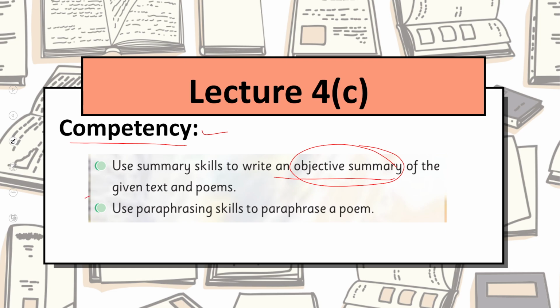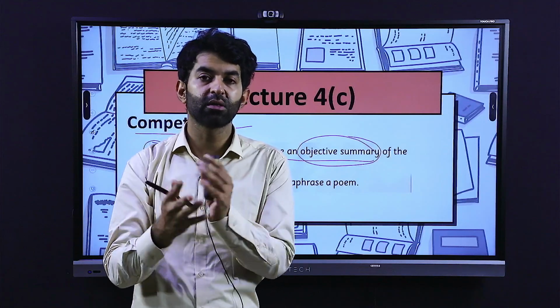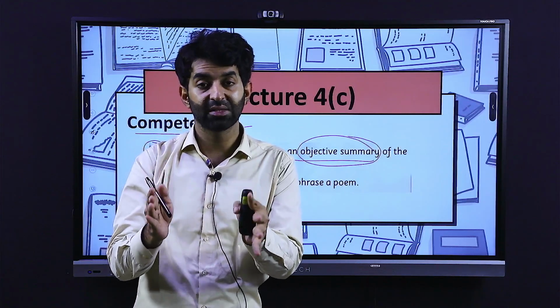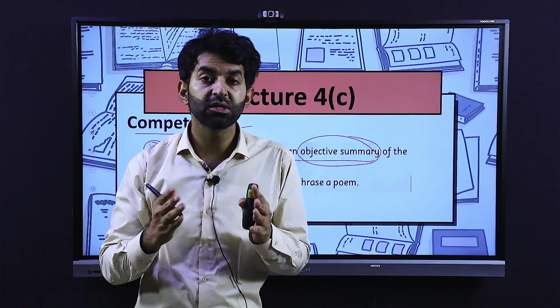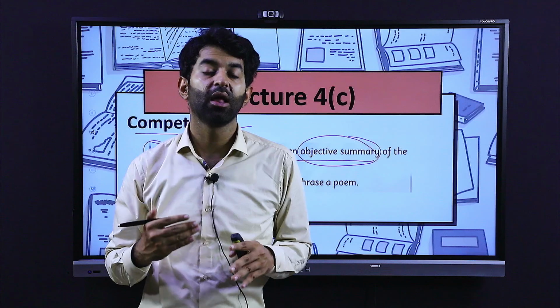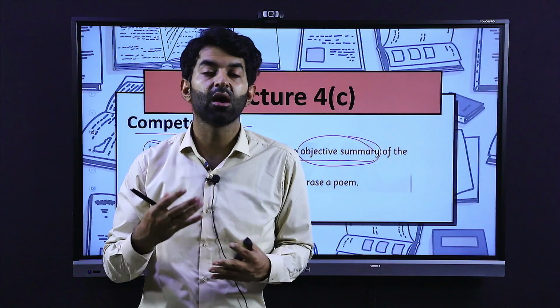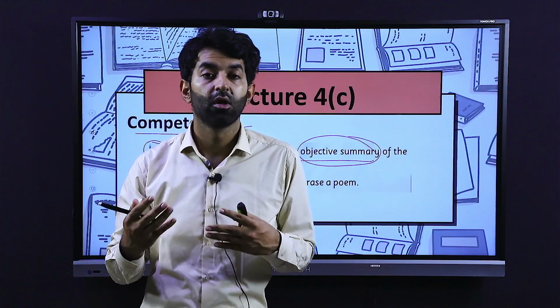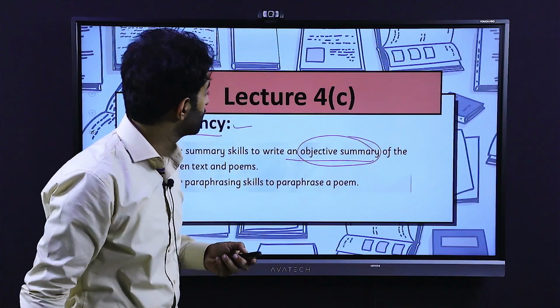The second learning outcome talks about using paraphrasing skills to paraphrase a poem. Yes, we paraphrase a poem, keeping the idea, the theme, and the essence intact, and then we paraphrase it in our own words. We will see how we can paraphrase difficult poems that are a little hard to understand, containing multiple paragraphs and different kinds of rhyme scheme and rhythmic pattern. So this is what we are going to do.